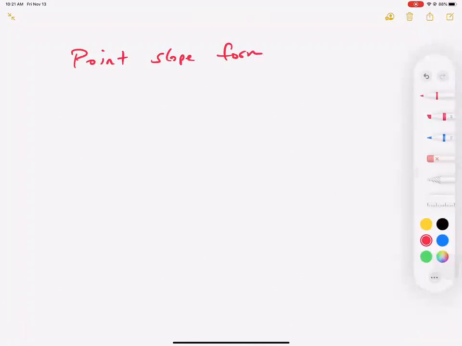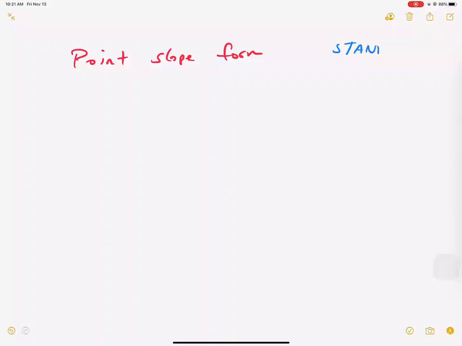Now, to review quickly about what we did before, we had other forms. We had standard form, and this was ax plus by equals c.